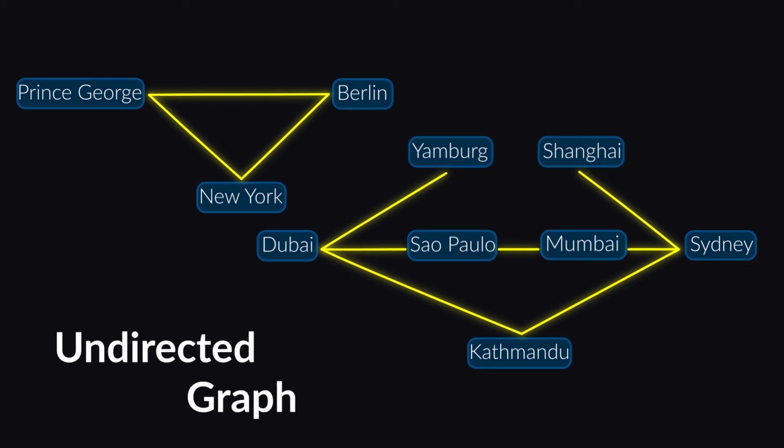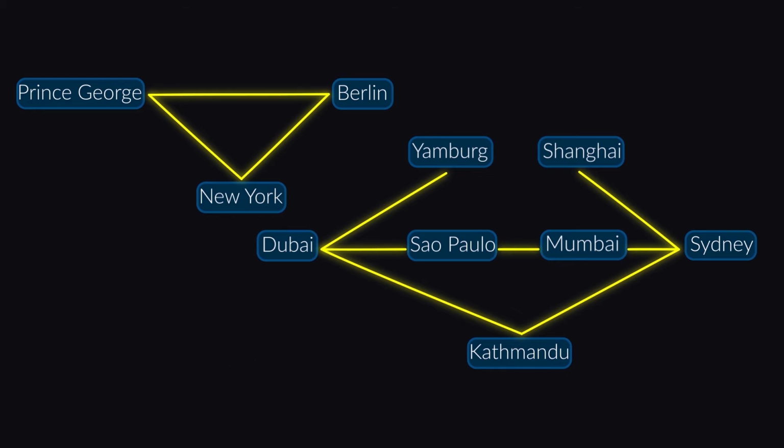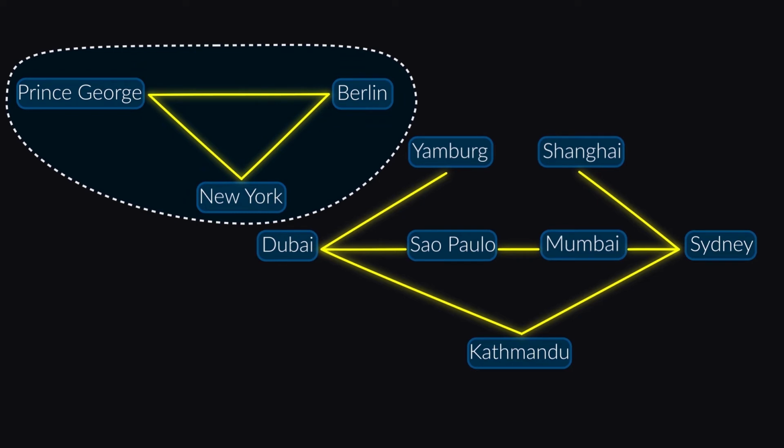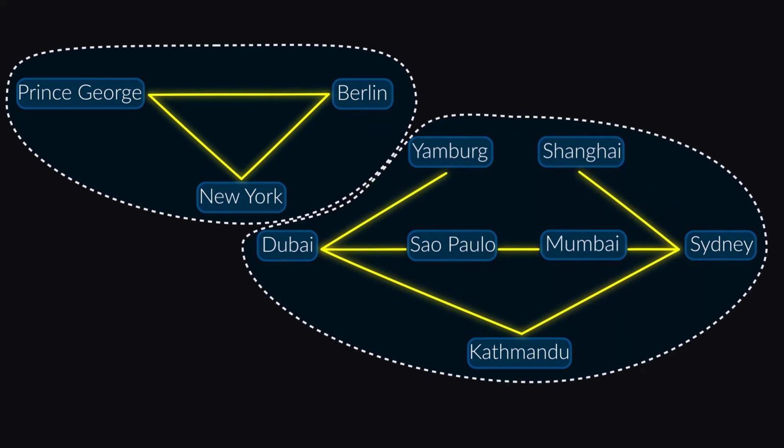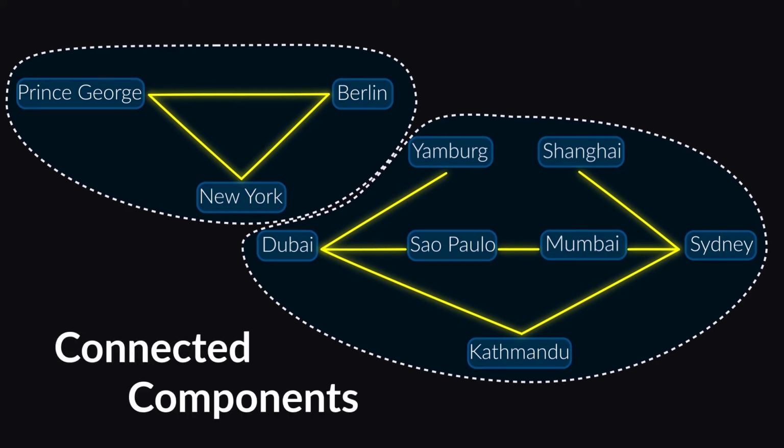In an undirected graph, you can travel from A to B and from B to A as well. For example, you can take a flight from Mumbai to Sao Paulo, and you can also take a flight from Sao Paulo to Mumbai. We can clearly see that there are two independent graphs here. One is on this side and the other one is on this side. These independent graphs are known as connected components in a graph. That means this problem statement has two connected components.